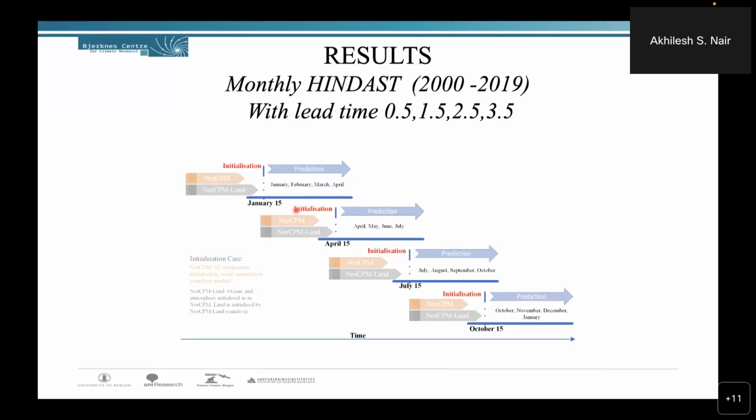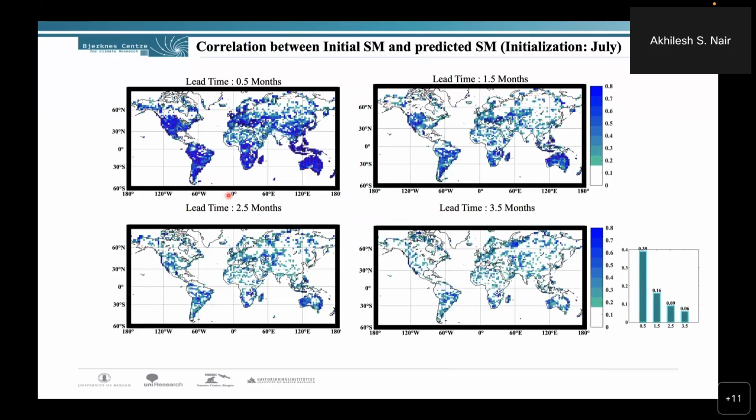With this, we tried to have a hindcast scenario where we initialize the run four times a year, on January 15, April 15, July 15, and October 15. We run the test case with two initial conditions: one is NorCPM conventional and one is just changing it with the NorCPM land. So whatever change or improvement we see in the simulations would be caused by the improved land condition scenarios.